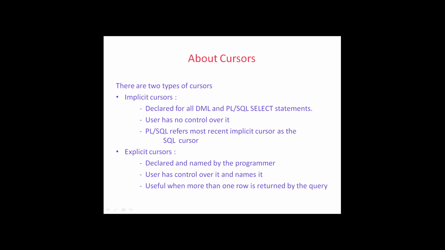The explicit cursor will be used when you want to retrieve multiple rows. And as the name says, the programmer will have full control over it. The developer can write logic to open it, fetch it, and close it. Apart from that, it is capable of handling multiple rows. Let's try to see both of them.